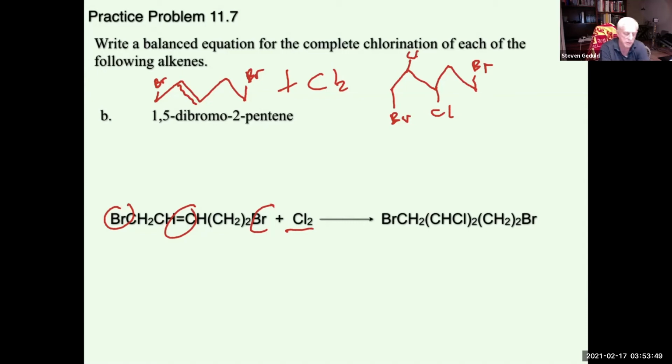The chlorine goes to each one. So here's our bromine attached. Here's our CHCl, and we have it twice. Here's CHCl, CHCl, CH2Br. Okay. So who wants to name the product? We're starting with 1,5-dibromo-2-pentene. Who wants to name the product for me?